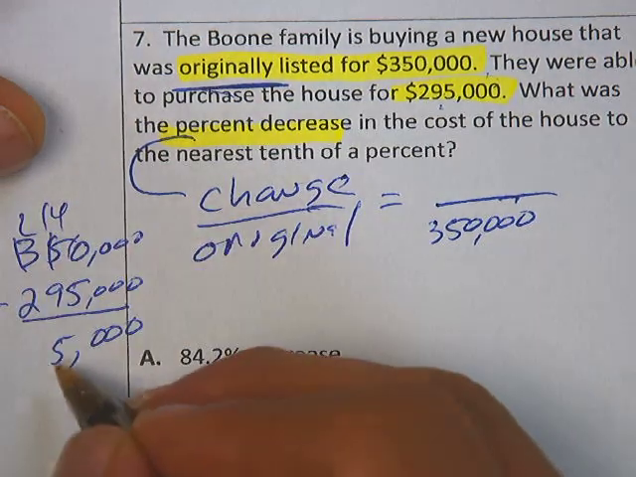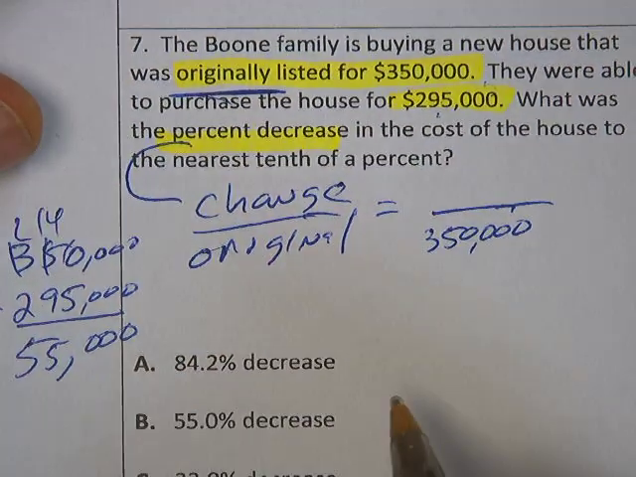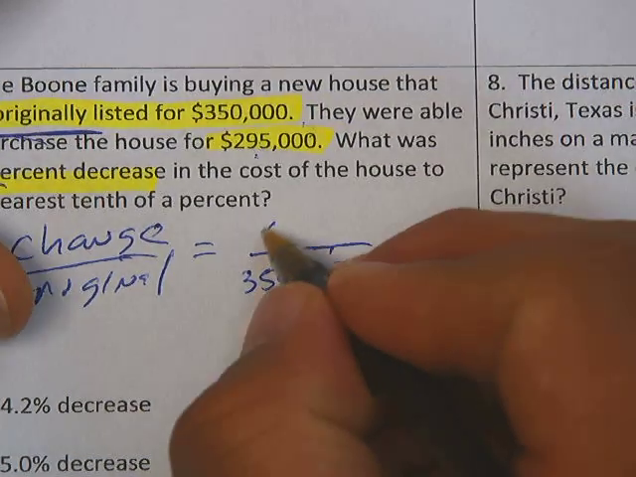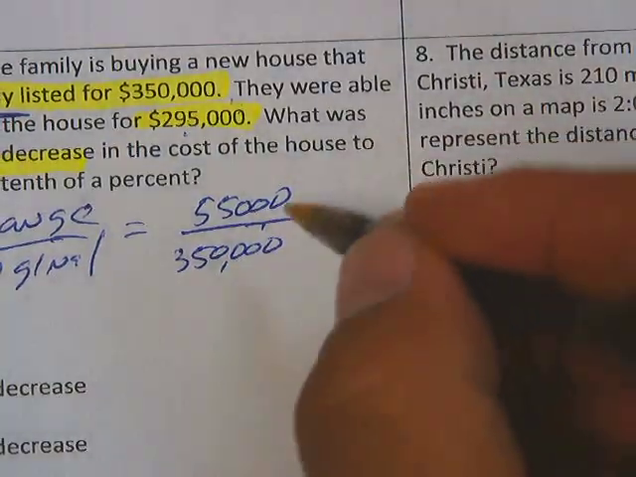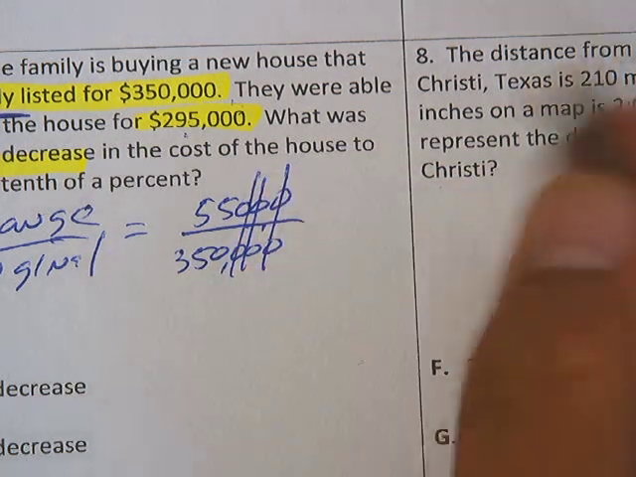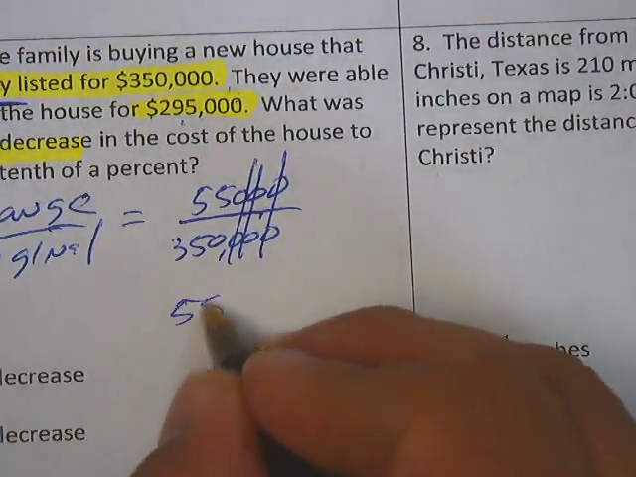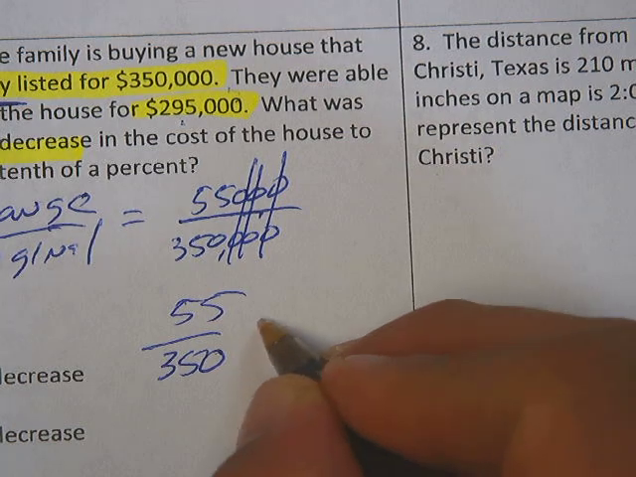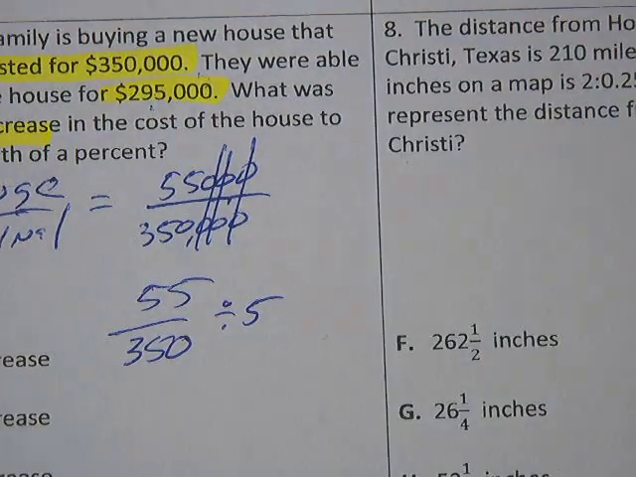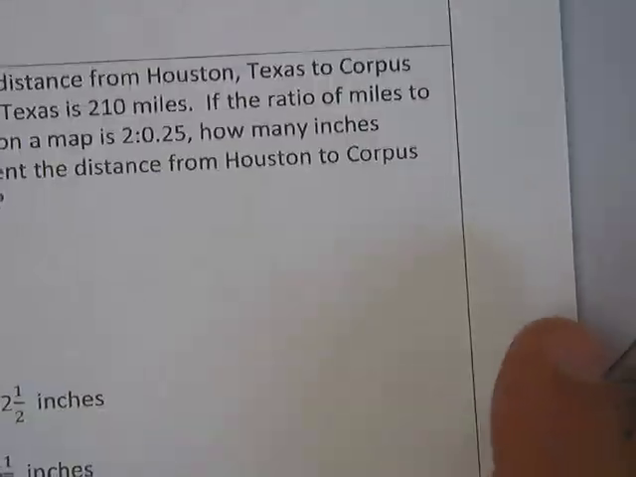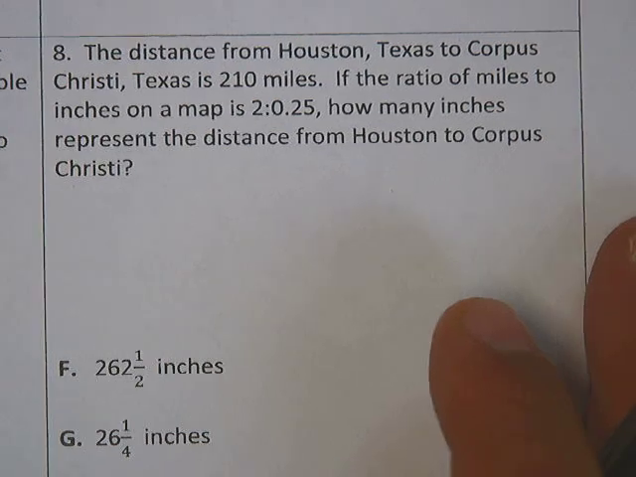not where it sold at, but how much it went down. So you're going to have to take 350,000 subtract 295,000, and you'll find out how much the house went down. That's the change. The change means subtract. So we put here the 3 zeros. We regroup. We regroup again, and that gives me 55,000. This is what goes here.